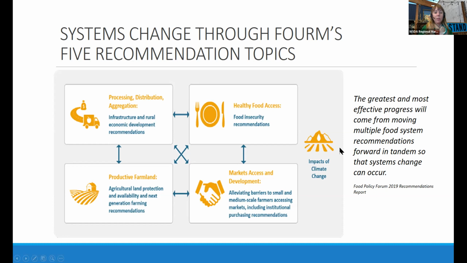And then finally, surrounding it all is this recognition that the impacts of climate change are critical to address. And there's arrows all over the place in this diagram, and that's really to represent that the forum recognized that the greatest and most effective progress is going to come from moving multiple food system recommendations in these different areas together. And that's really that holistic systems thinking approach that is unique and important to food policy thinking, food policy forums.